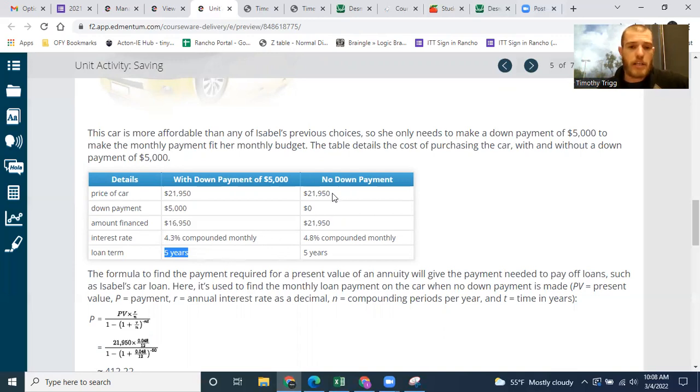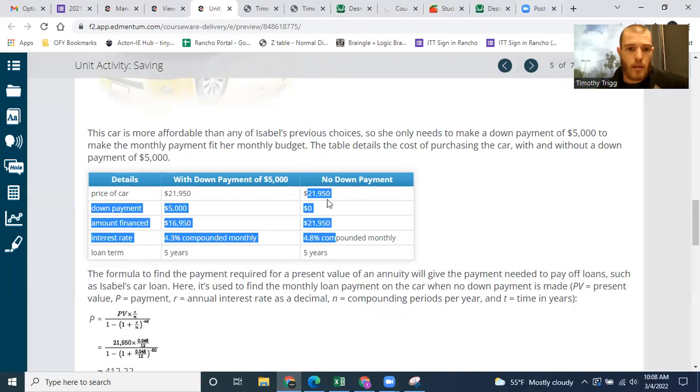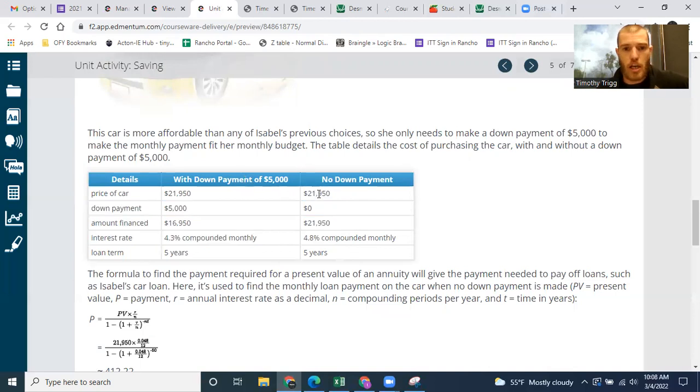Now, if she doesn't make a down payment, that's this right chart here. The price of the car doesn't change. $0 is the down payment. So that means she would have to borrow or finance the entire cost of the car. Makes sense. In this case, the interest rate is a little bit higher, 4.8% as opposed to 4.3%. And it's a 5-year term.